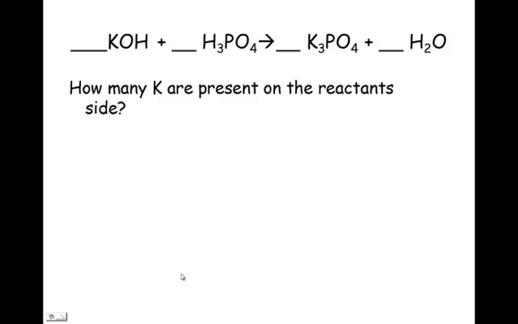So you should ask yourself how many potassiums are present on the reactant side. When you go to look at the equation, you're going to tally up all the ones to the left of the arrow, and you're going to tally up all the ones to the right of the arrow. So we see 1 potassium in the compound potassium hydroxide, and there's a coefficient of 1 out front. So that's a total of 1 potassium. Then if we look at our product side, we've got a 3 subscript next to the potassium. So that means I've got 3 potassiums on the product side.